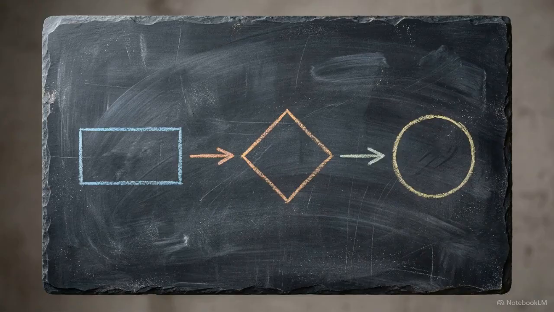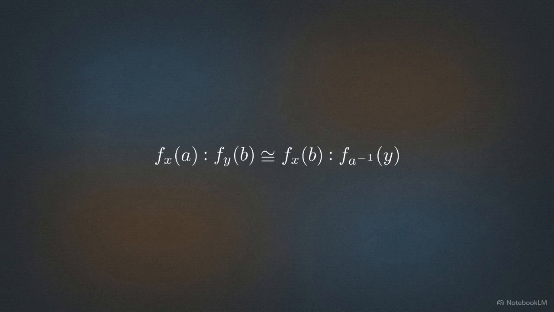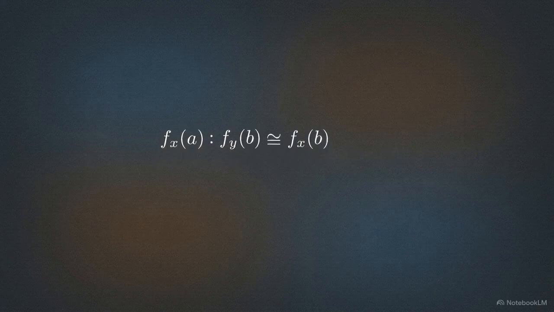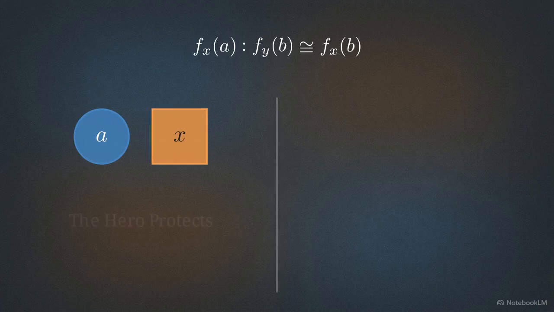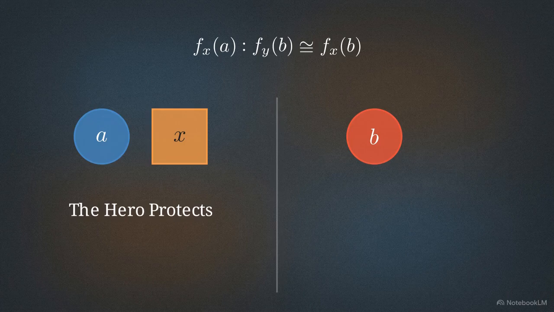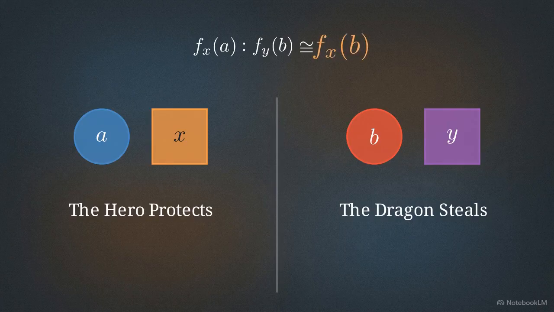its resolution. We can see this in practice by looking at the left side of the equation, representing a story's primary conflict. If we map term A as a hero and function X as protecting, the first part translates to the hero protects. We then map the opposition. Term B is the dragon, and function Y is stealing. This gives us the dragon steals.